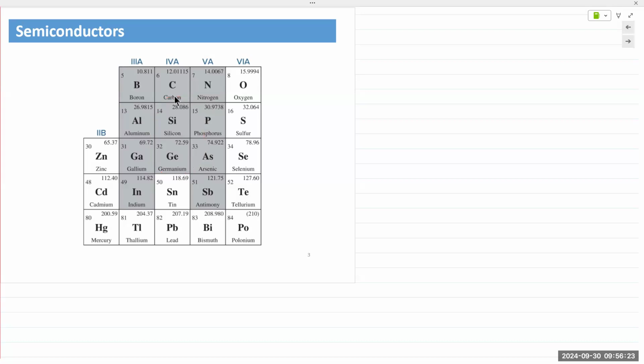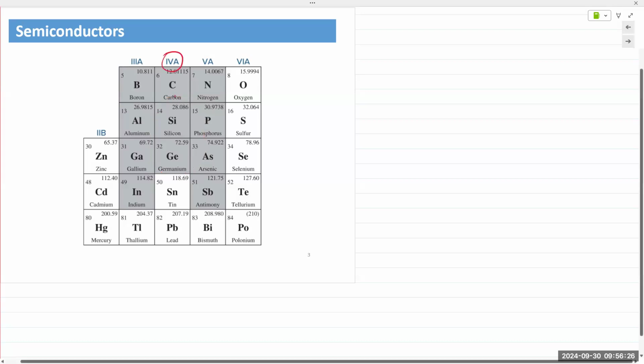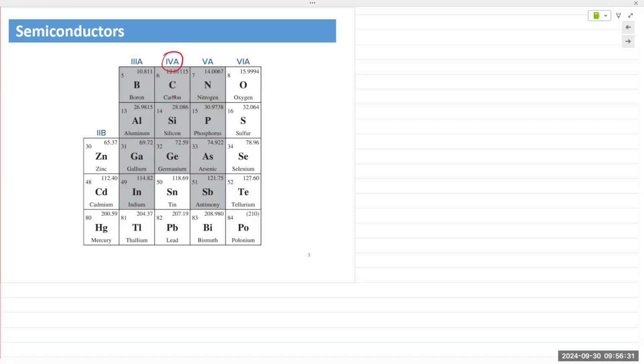So here is basically column 4. Column 4 has 4 atoms in its outermost orbit, and that's where silicon and germanium shine. Carbon, however, even though it belongs to column 4 of the periodic table and has 4 electrons in its outermost shell, is not a semiconductor. It is actually an insulator. And there is a reason why, and we will see that in a couple of slides when we talk about energy band gap. But carbon, again, is in column 4, but it is not a semiconductor.